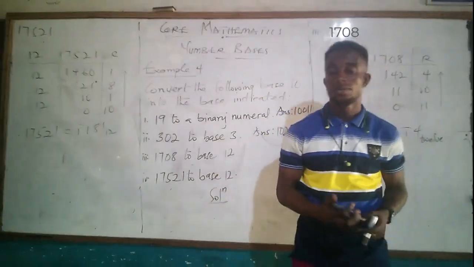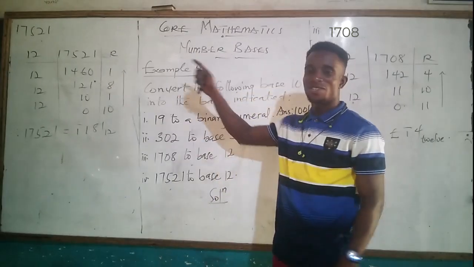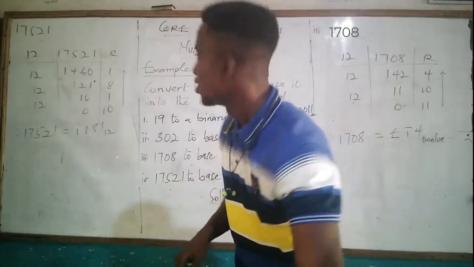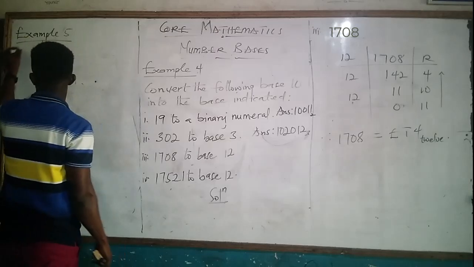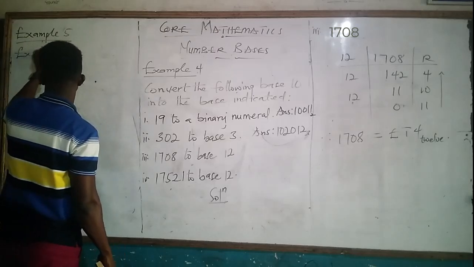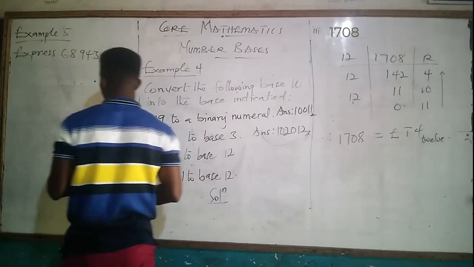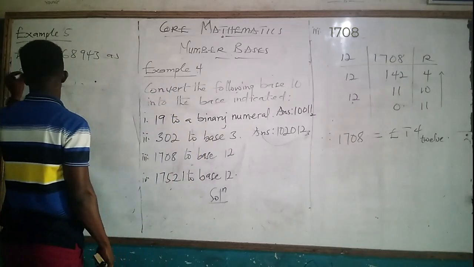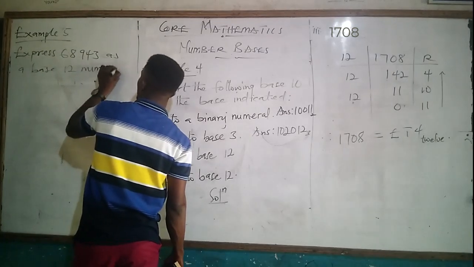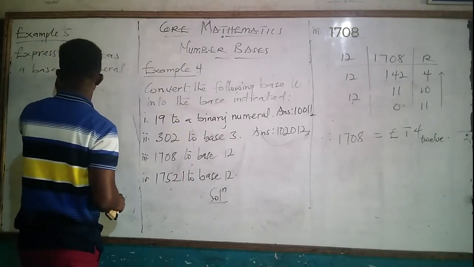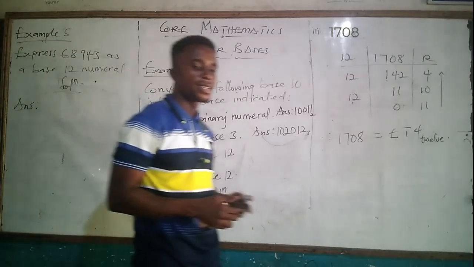Last example for you. That is example number 5. I won't solve that one. I want you to solve that one for me. The example number 5. Okay. So you have to express 68,943 as a base 12 number. So write solution, then I put my answer. So start it now.